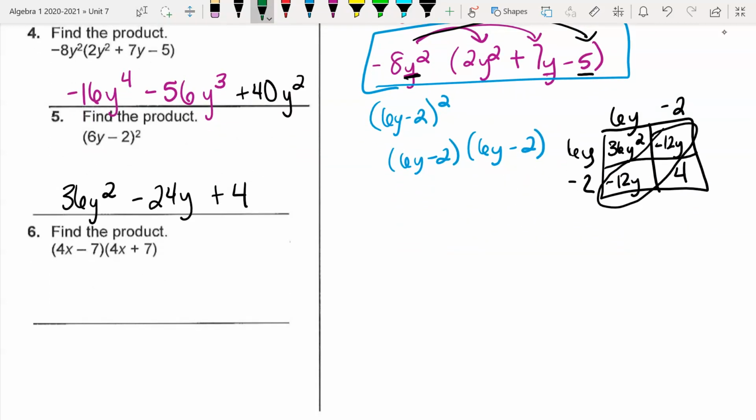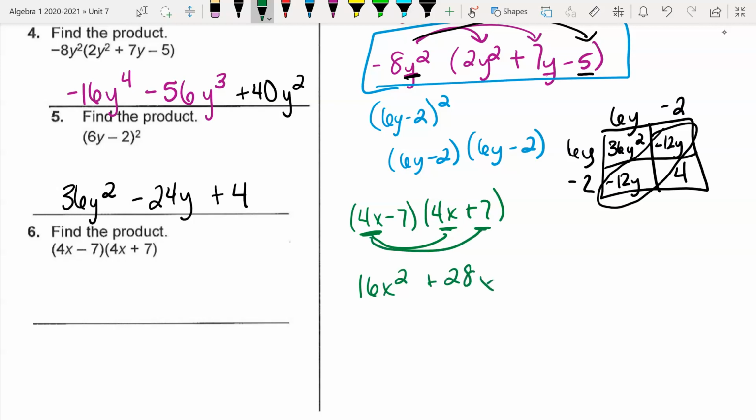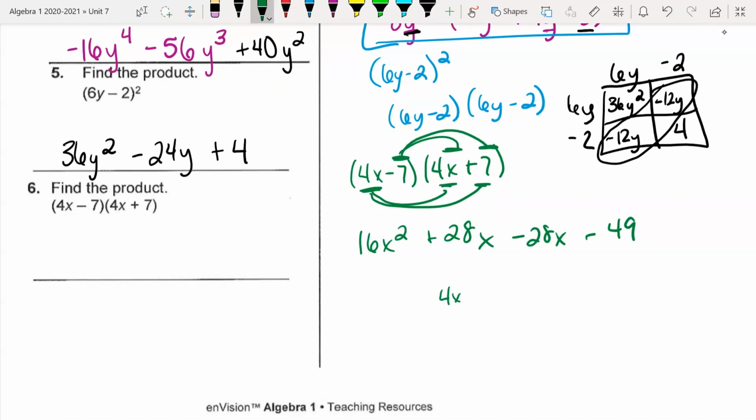Number 6 also says find the product, 4x minus 7 times 4x plus 7. Again, you can do the box method or you can FOIL. This one I'm going to FOIL, so I'm going to do the first times the first, which will give me 16x to the second. 4x times 7 would give me 28x. Negative 7 times 4 would be negative 28x. Negative 7 times 7 would be negative 49. Like I said, you can do the box method as well.